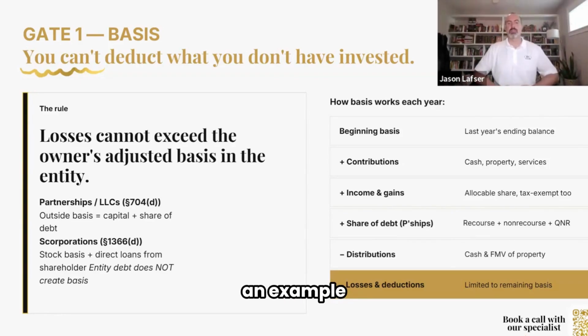And so we'll look at an example of where that makes a little bit of difference. And then finally, any distributions that you take reduces your basis. For instance, if your basis was 0, I put $10,000 in, and now I take $5,000 out. Those distributions will reduce your basis before any losses do.